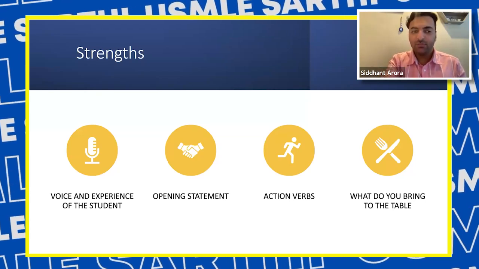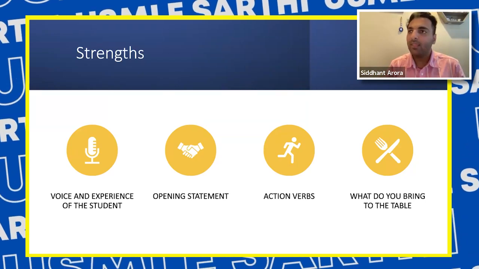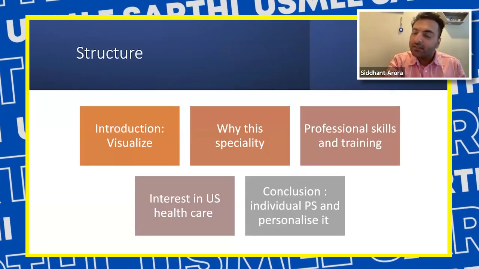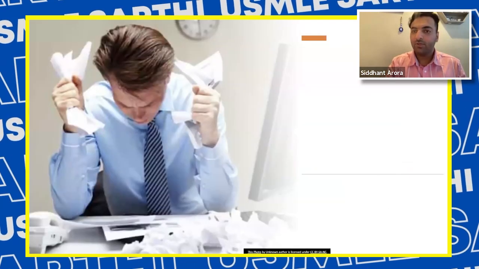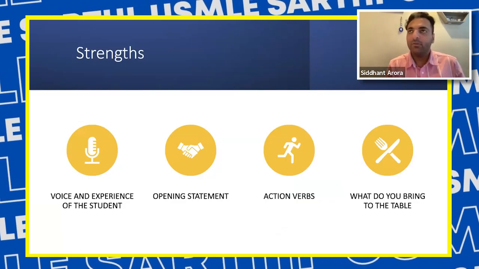And the last is the most important part. What do you bring to the table? This is the part that I would say fits in more here, professions and training. Because you're telling about your skills, right? So what do you bring to the table?